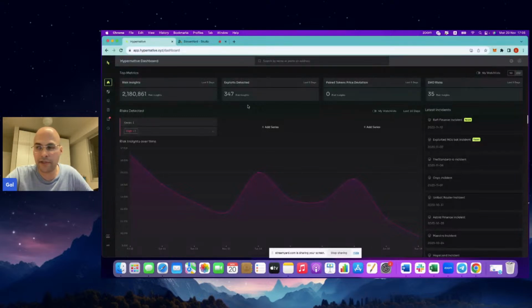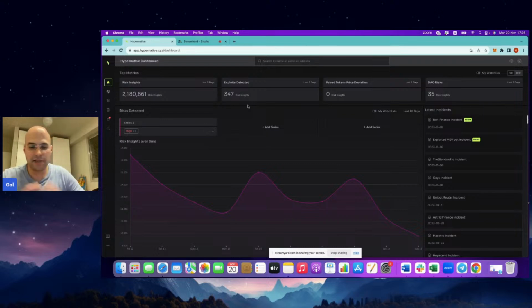Hypernative is a Web3 real-time security and risk prevention platform for protocols, chains, and asset managers. I'll start with a brief introduction about what Web3 security is, why we need real-time, and what security options exist for projects today, and then I'll show you a demo of Hypernative and the capabilities that demonstrate what we can do.